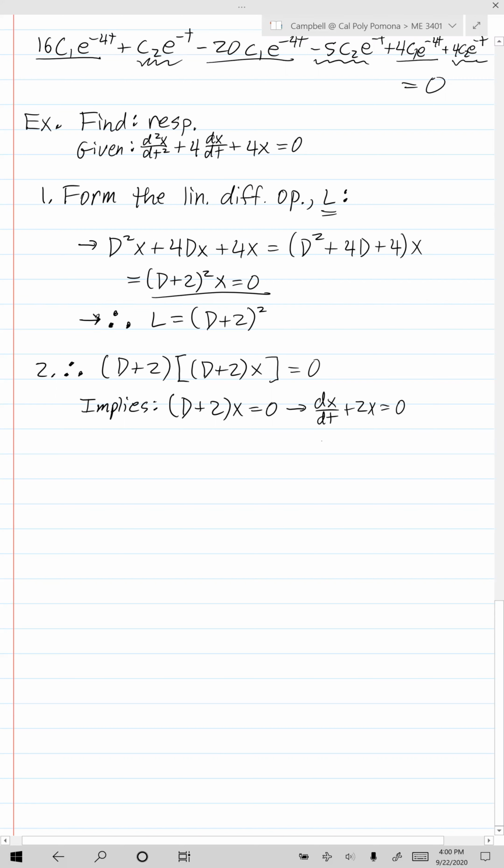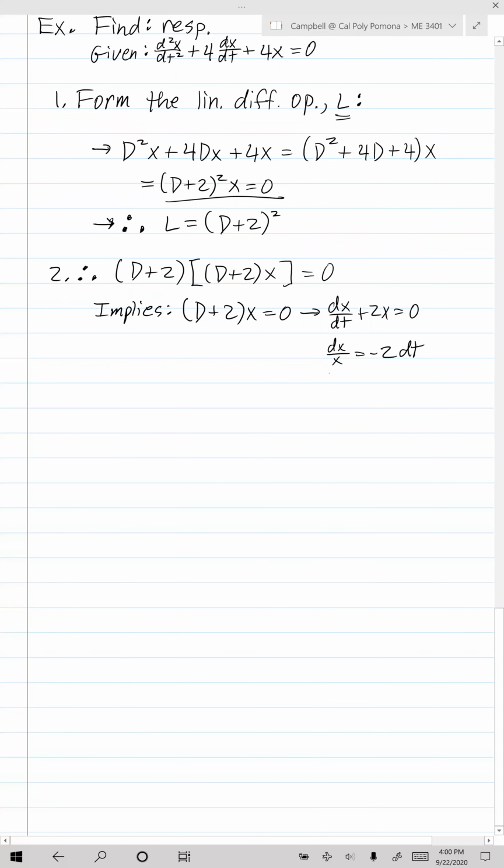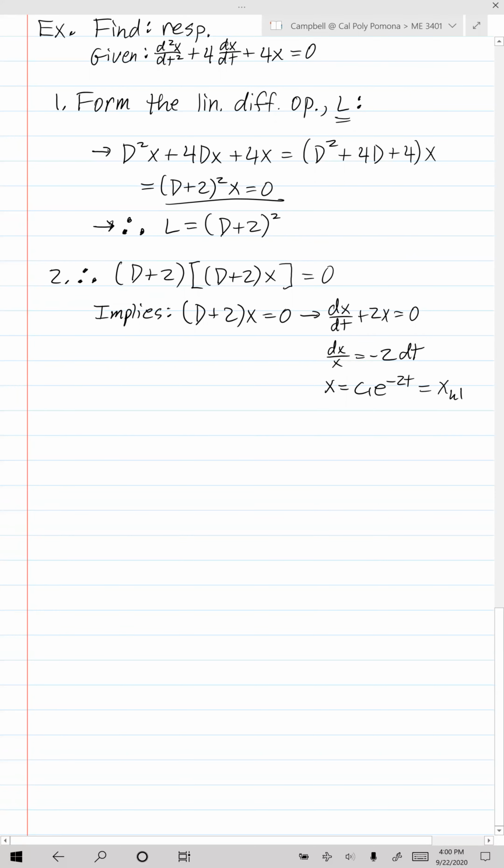Then, going ahead and doing separation of variables, and I'll do it relatively quickly, with -2 times dt. I won't go through all the steps because you've seen them all already. Integrating both sides and then taking the exponential function of both sides, we eventually end up with x is equal to c1 e to the negative 2t, which of course is related to our first homogeneous basis function.